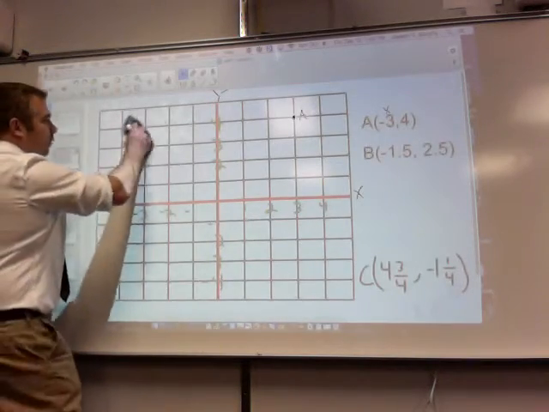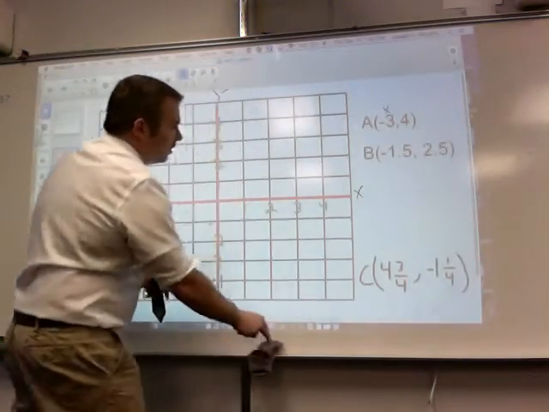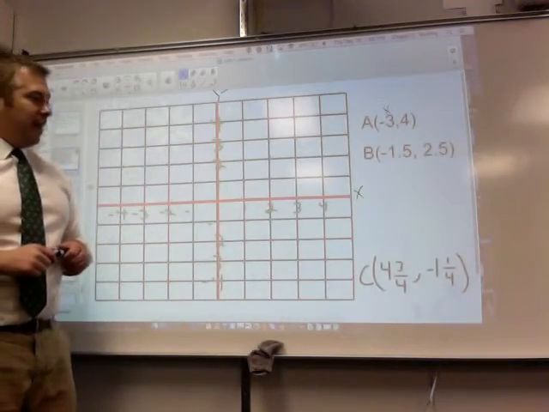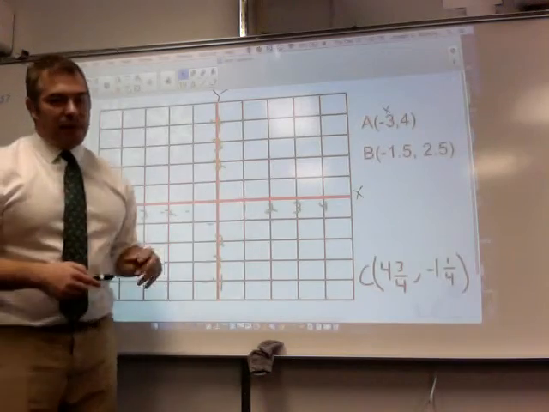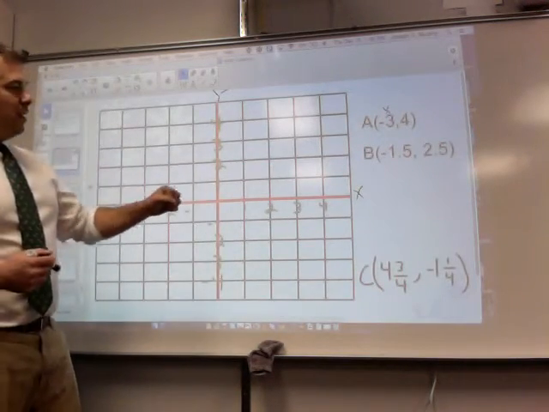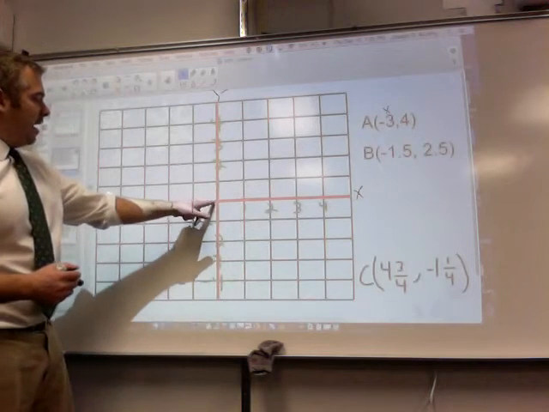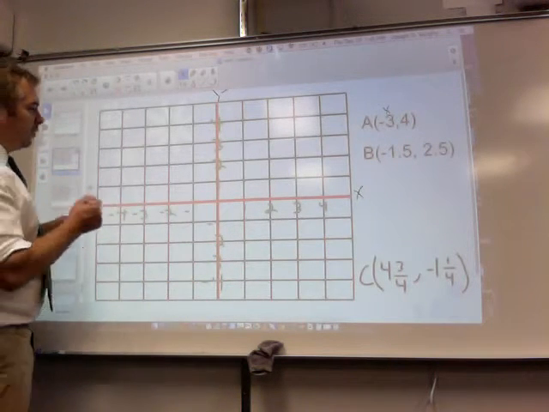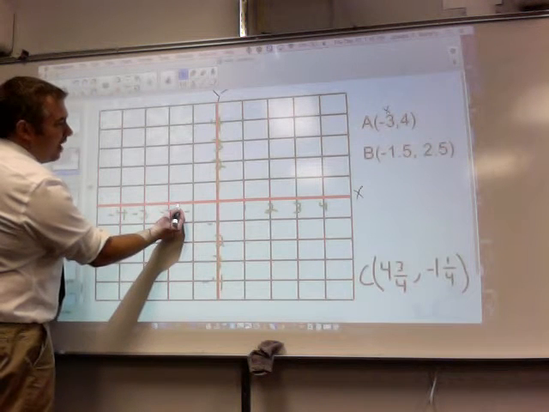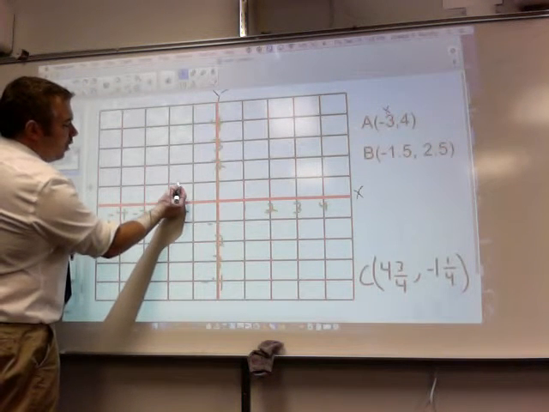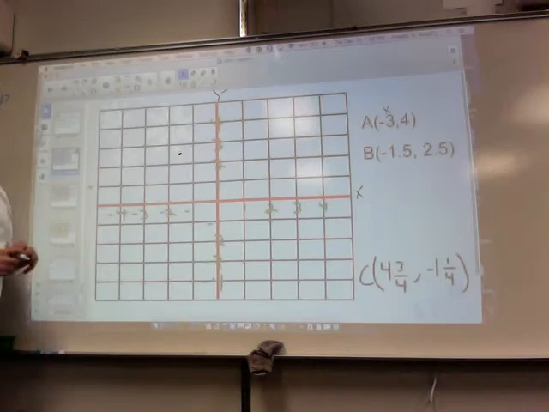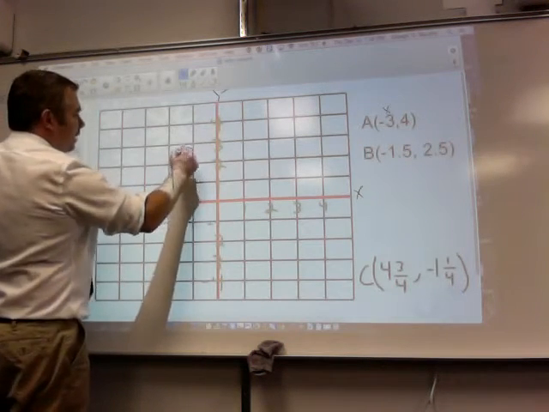I'm going to plot some other points for us, though. Let's take a look at B, negative 1.5 and 2.5. Uh-oh, there's no half markers. Well, if it says half, just go halfway in between. So B is negative 1.5, negative on the x. 1, there's 2, so negative 1.5 will be right here. And it's positive 2.5 on the y. 1, 2.5, so it's going to be right there in the middle. And that's going to be my B.